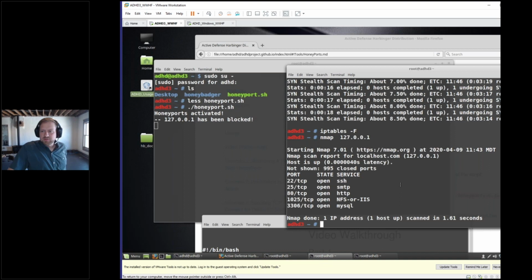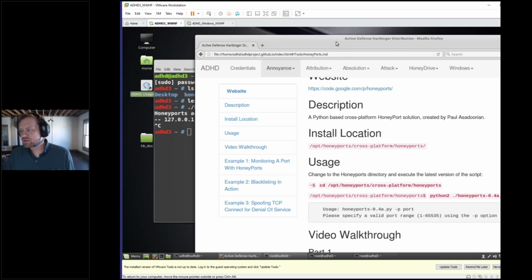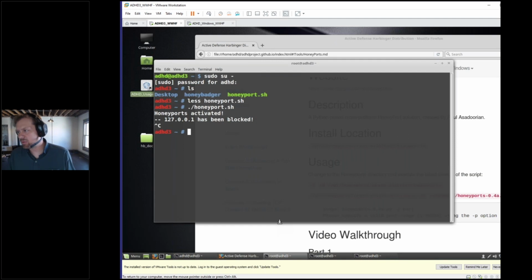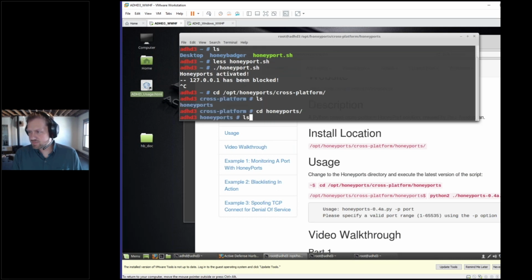So we have that little script that'll actually block that traffic for you, and I can just kill it now. The other tool that we have that actually makes this a lot easier is a tool called honeyports. Now, this was actually written by Paul Asadoorian. Whenever he and I were working on this class years ago, he actually set up the script, which I thought was pretty cool. So if we cd into opt honeyports, and then we go into cross-platform, and then we go into honeyports, type ls.